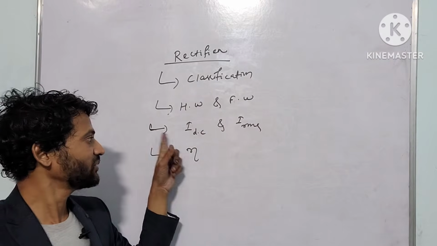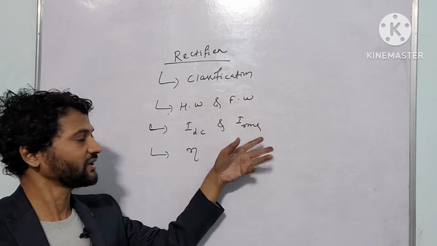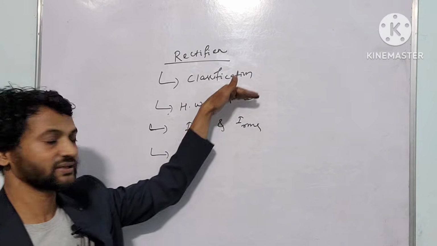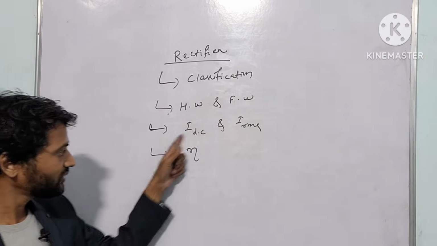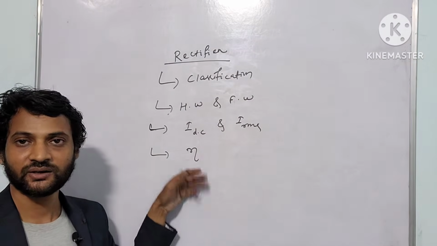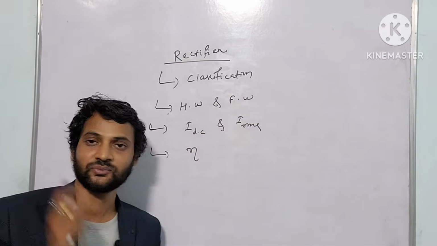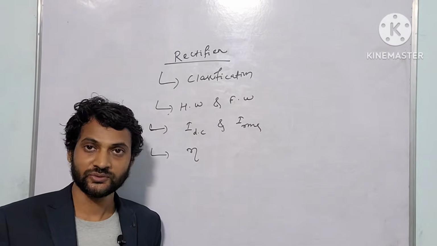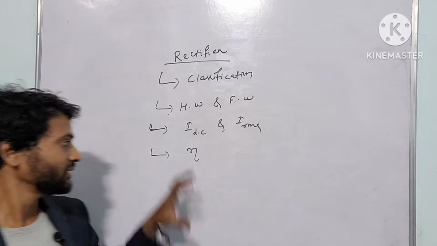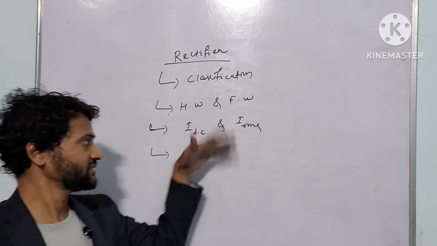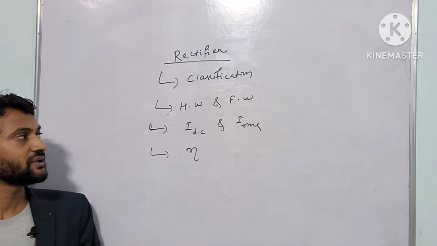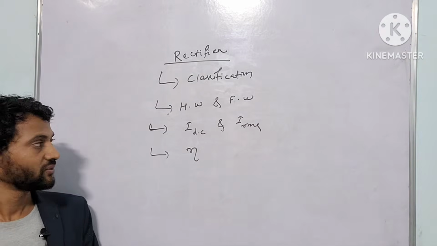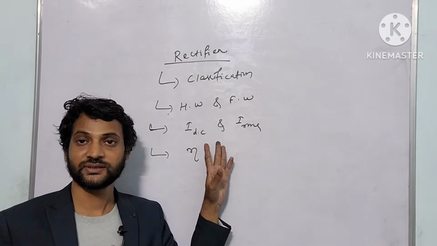Then we'll discuss how to find IDC and IRMS of half wave rectifier as well as full wave rectifier. Then we'll talk about the efficiency of half wave rectifier and full wave rectifier, and why the efficiency of full wave rectifier is higher compared to half wave rectifier, almost two times. And then we'll solve some numericals based on the efficiency, RMS current and DC current, right? So without wasting time, we'll start the session.